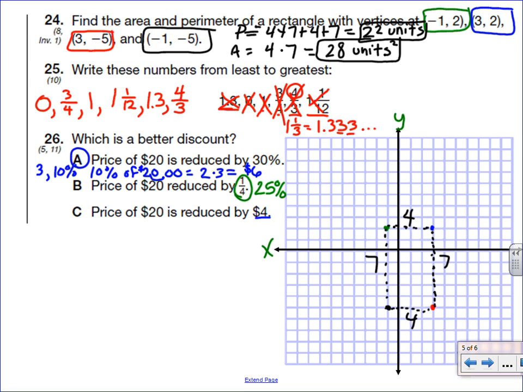If we wanted to figure out the dollar amount for the second one, 1/4 of 20 means that we're going to take 20 times 1/4. 20 times 1 is 20, and then 20 divided by 4, since that's the denominator, is 5. So $6 is a better deal than $5 as well.